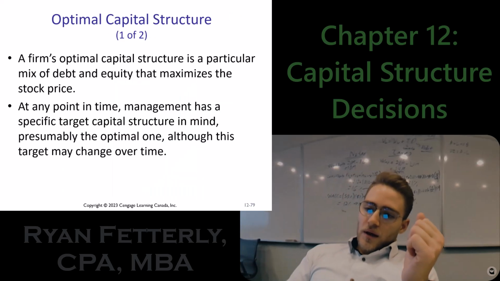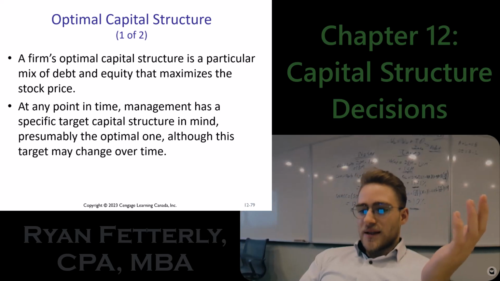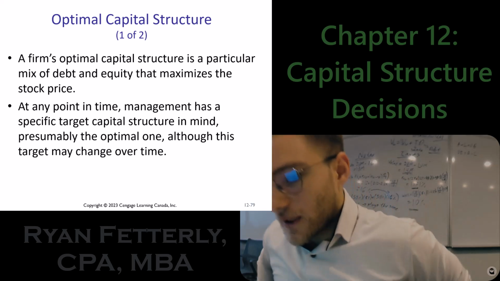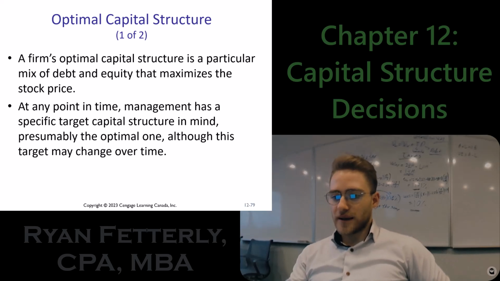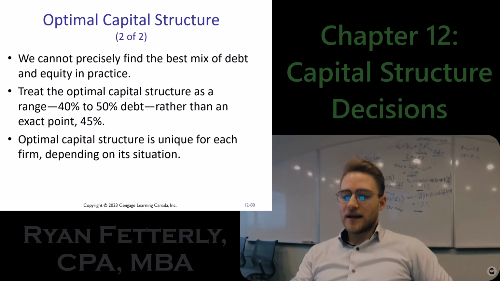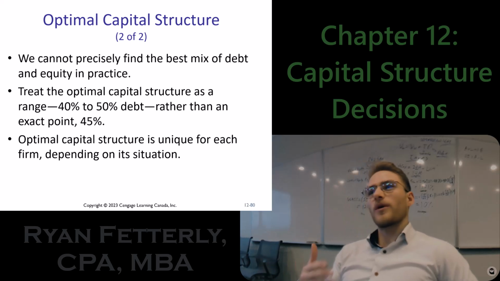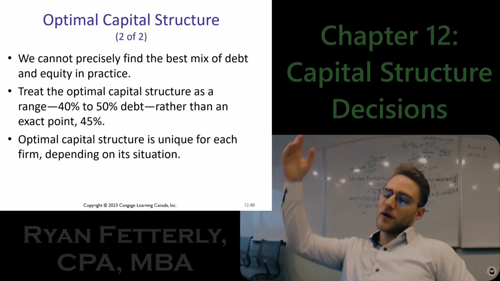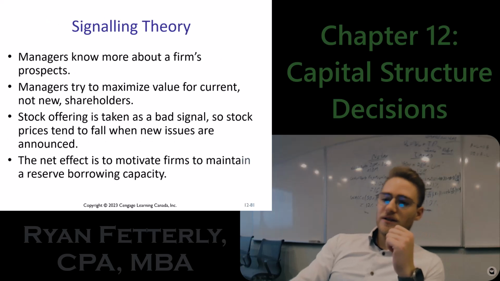So capital structure, firm's optimal capital structure is a particular mix of debt and equity that maximizes stock price, and at any point in time, management has a specific target capital structure in mind. Presumably the optimal one, although this target may change over time. So we cannot precisely find the best mix of debt and equity in practice. We treat the optimal capital structure as a range, right? We're going to be somewhere between 40 and 50% of debt rather than an exact 0.45 because we know the fair market values are going to fluctuate, right? An optimal capital structure is unique for each firm depending on the situation.